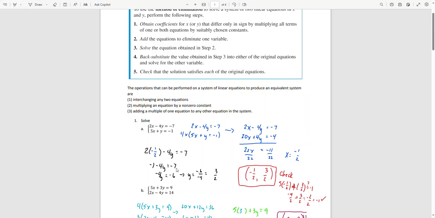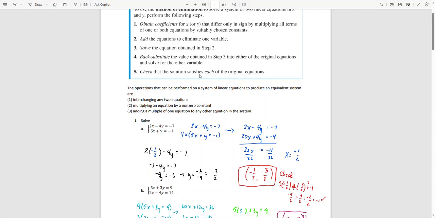Add 1 to both sides. Negative 7 plus 1 is negative 6. Negative 4y equals negative 6. So when I divide both sides by a negative 4, two negatives make a positive. 6 divided by 4 is the same as 3 divided by 2, and I have my answer.